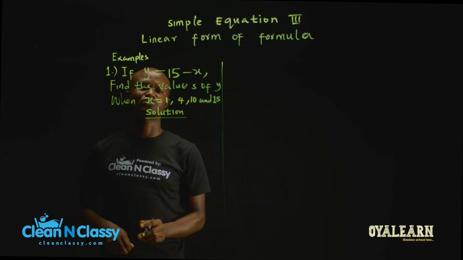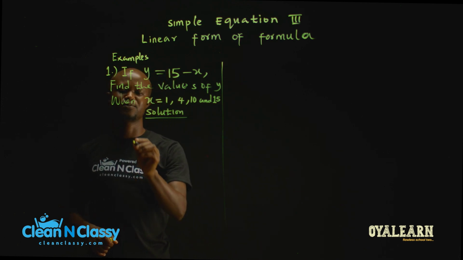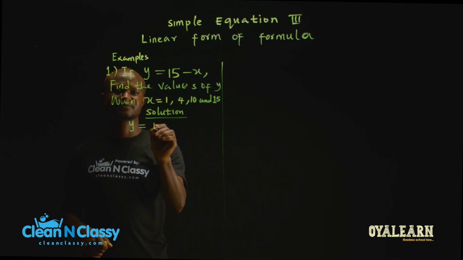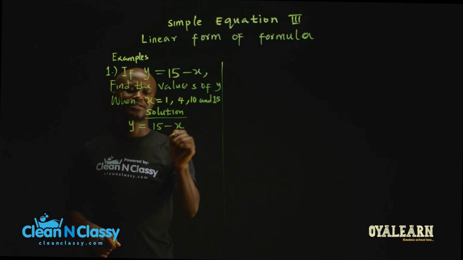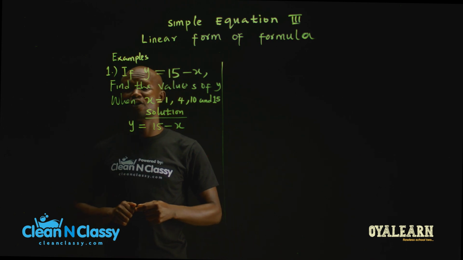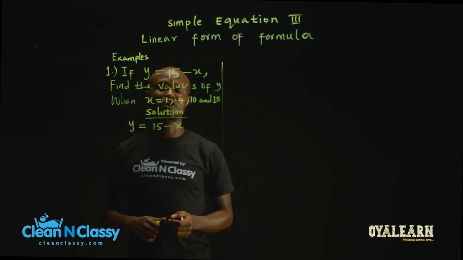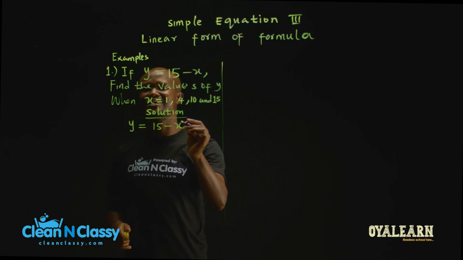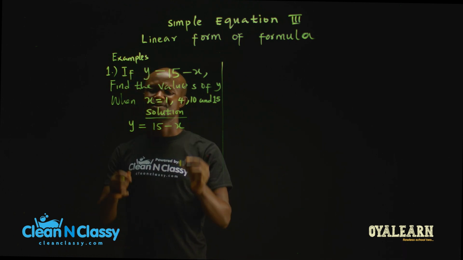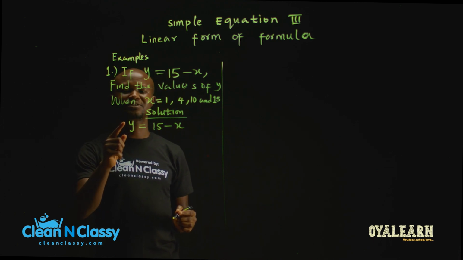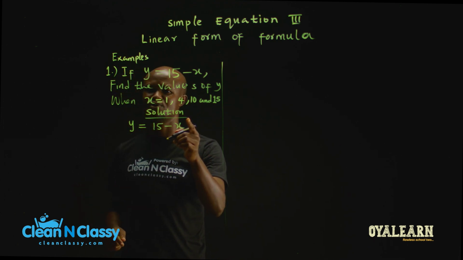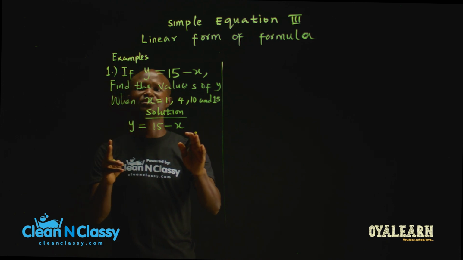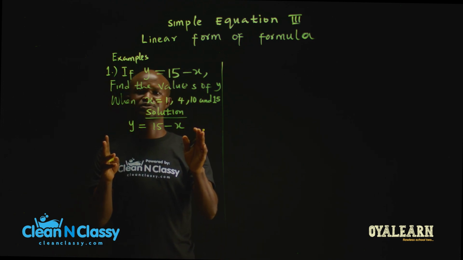The first step is to write out the given formula. This given formula is linear because the power of the unknown is 1. Looking at x here, the x is the unknown. y is also unknown. So this equation has two variables.